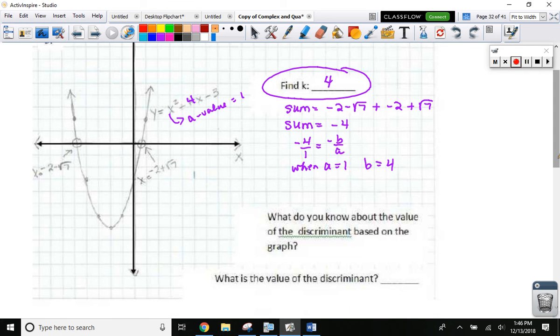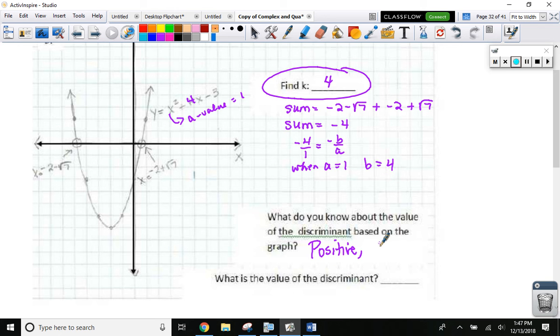That's my equation. What do you know about the value of the discriminant based off the graph? Be careful with your vocab here, use discriminant vocab. Positive. And what else? Can't say real, because that goes with roots. So, is it a perfect square? No, because these are what type of roots?